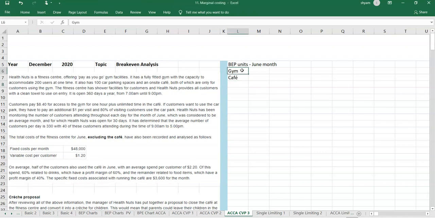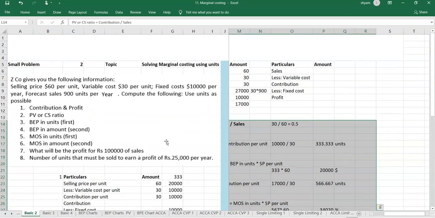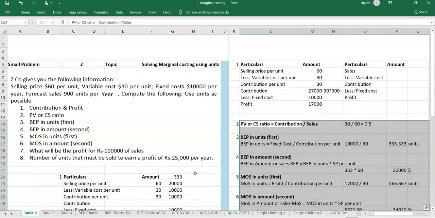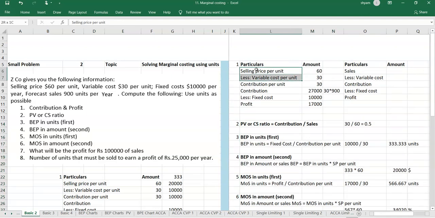What we want is the BEP in units for the month of June. The BEP formula, as you know by now, is fixed cost divided by contribution per unit. We have to get that number, so we need the fixed cost and we need the contribution per unit. Let's see. To get the contribution per unit, we need to have this information.